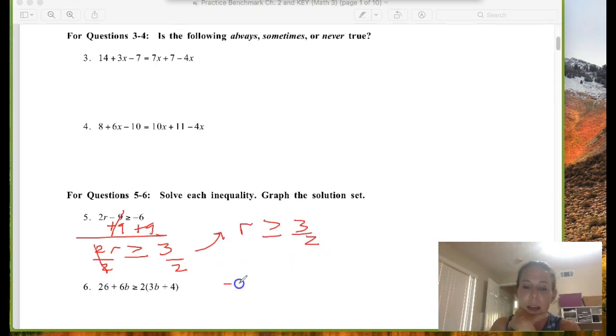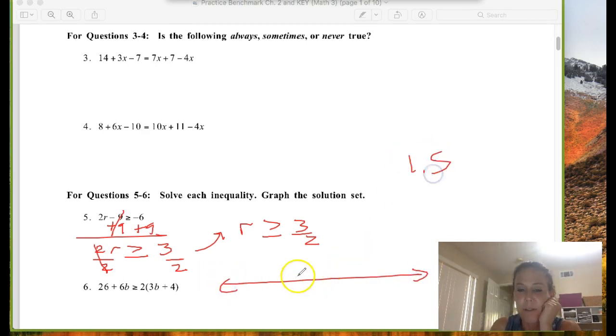Now let's graph that. 3/2 is 1.5, so on a number line we'd have 0, 1, 2, 3, 4. So here's 1, 2, 3, 4. 1.5 is between 1 and 2. Now, because I have a greater than or equal to, I'm going to do a closed dot. It includes 1.5, and r is greater than, so it would go in this direction. All right, on to number 6.